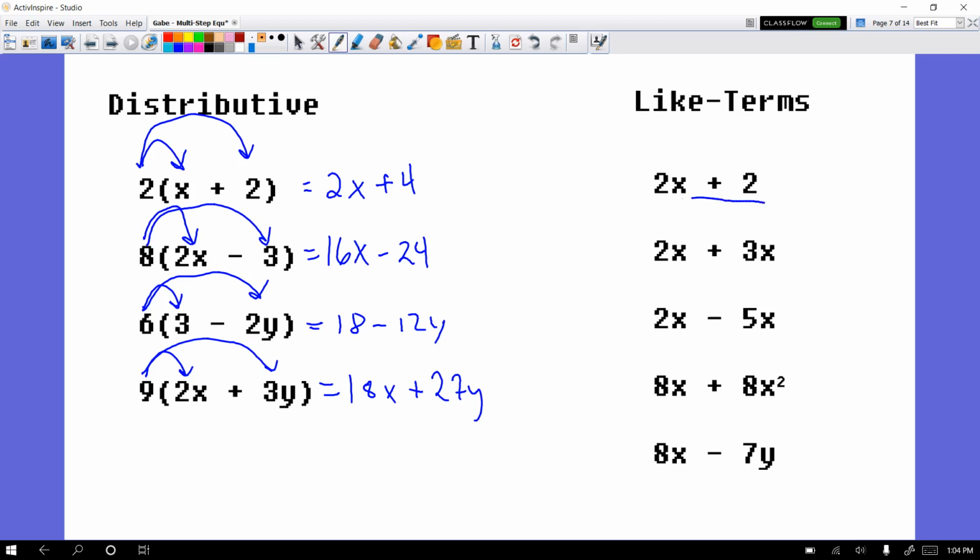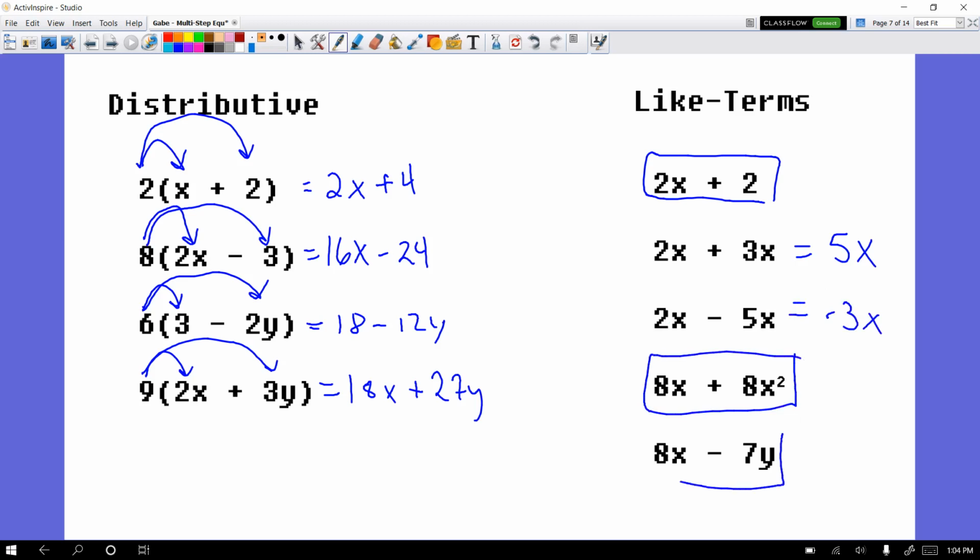No like terms. Final answer. Like terms, we get 5x. Like terms, we get negative 3x. No like terms, that's final answer. No like terms, that's final answer.